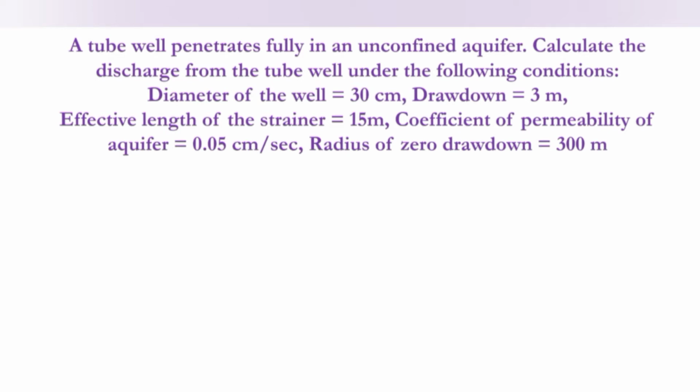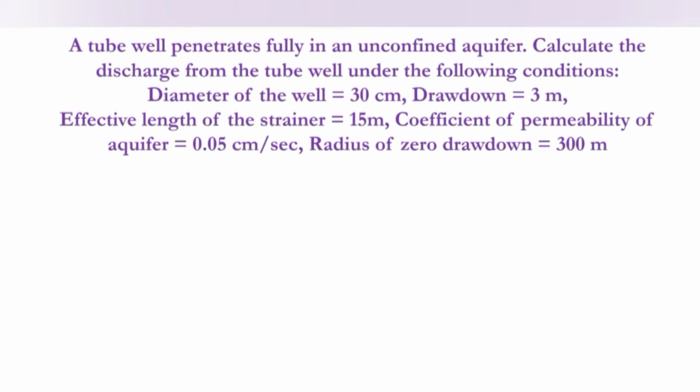A tube well penetrates fully in an unconfined aquifer. Calculate the discharge from the tube well under the following conditions. Diameter of the well is 30 cm, drawdown is 3 meter, effective length of the strainer is 15 meter, coefficient of permeability of the aquifer is 0.05 cm per second, and the radius of zero drawdown is 300 meter.